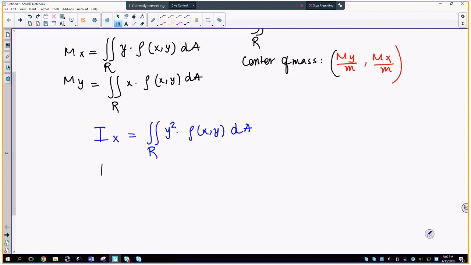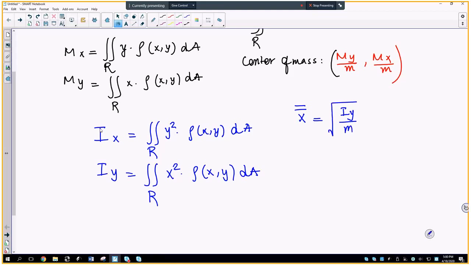whereas the moment of inertia with respect to the y-axis is going to be given by the double integral over the region R of x squared times rho of x, y dA. And the coordinates for x double bar is going to be the square root of Iy over m, and y double bar is going to be the square root of Ix over m.